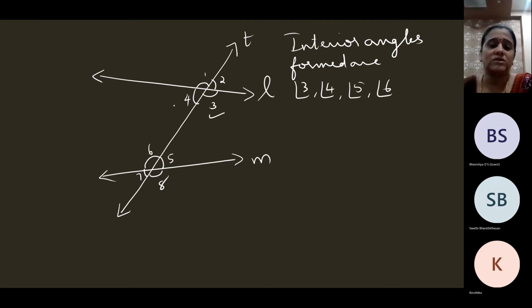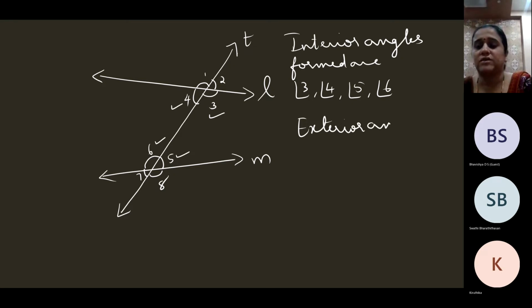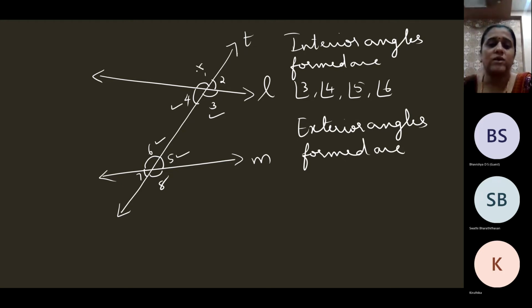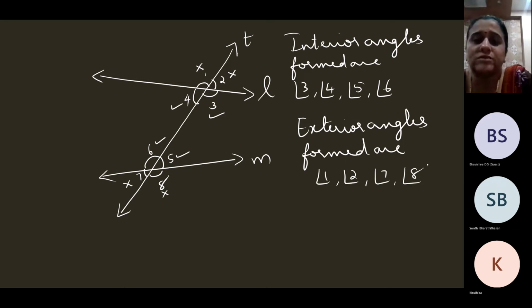So look at the position. These are the interior angles. The exterior angles formed are angle 1, angle 2, angle 7, and angle 8. You understand the positions, children? So we put it like this.